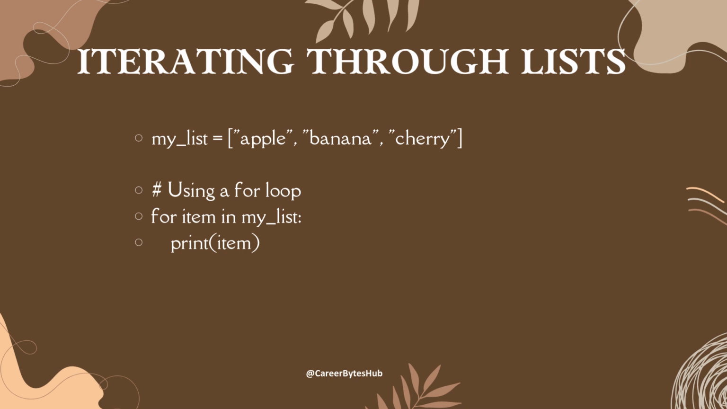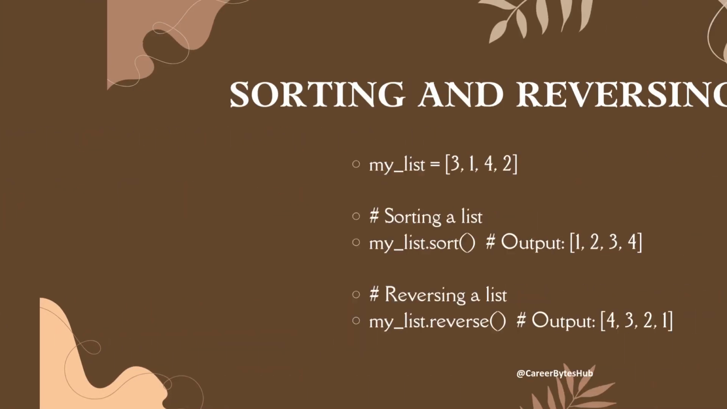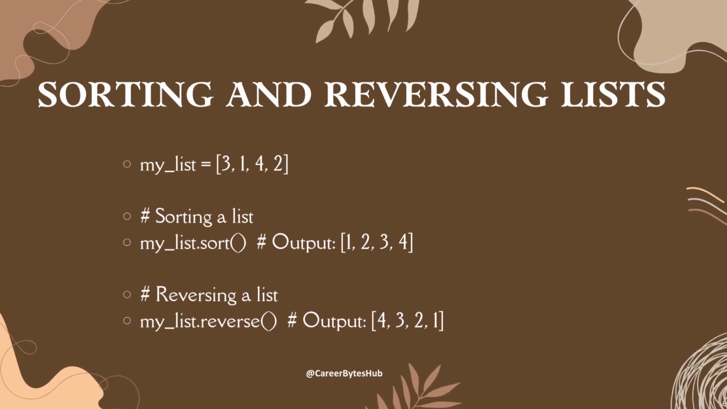After learning how to iterate through lists, let's now explore sorting and reversing them. The .sort method arranges elements in ascending order by default, and .reverse flips the order of elements. These are useful for organizing data.